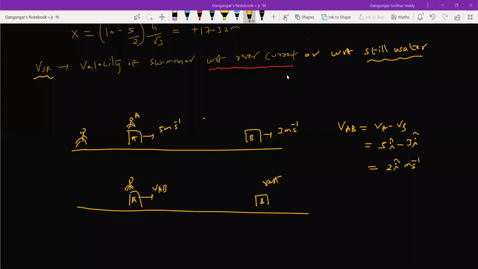If A moves with a velocity VAB, then what happens to B? B will appear at rest. But actually B is moving. Are you able to get the logic here? Though B is moving, if A moves with a velocity 2 meters per second, then B will appear at rest.